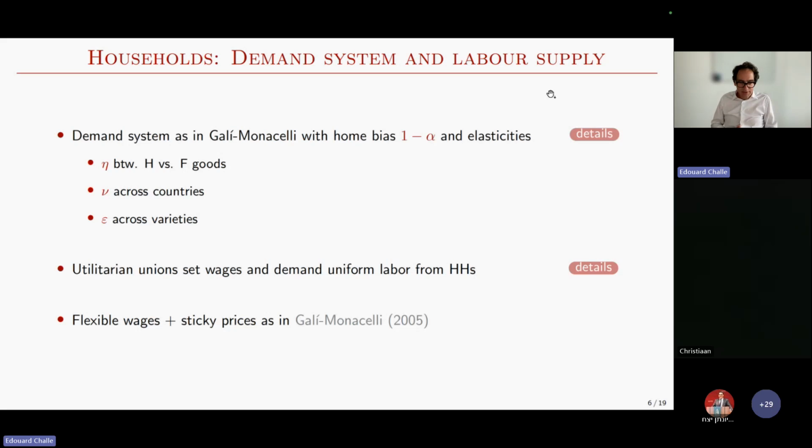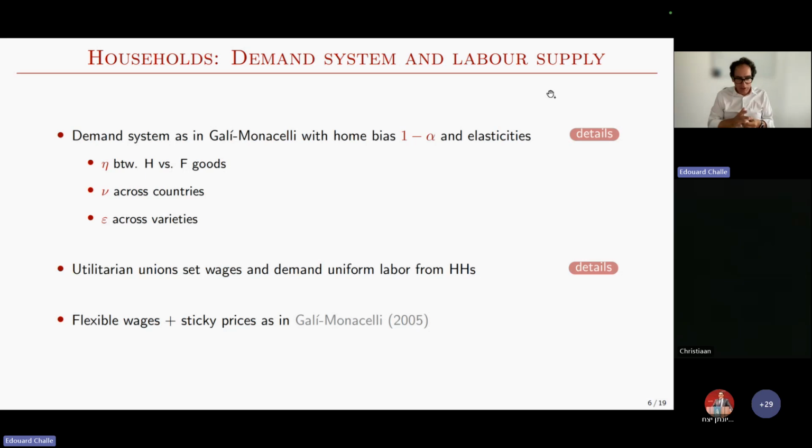There is a parameter nu that tells you how much goods are substitutable across countries. So that's going to affect your elasticity of exports, how much the rest of the world is going to be responding to changes in the relative price of the goods you sell. Okay? And then there is the usual epsilon, which is the cross-partial elasticity between individual varieties. Okay?